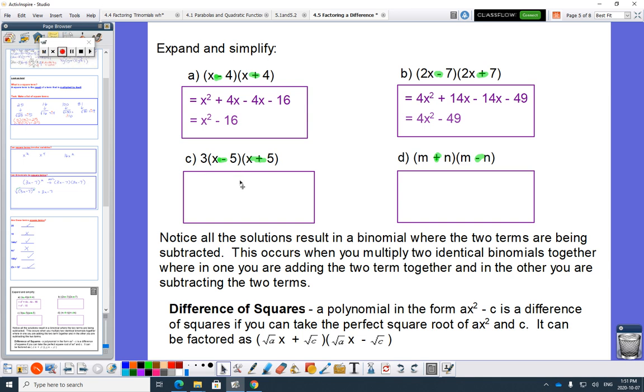We can do the same thing down here. Again, what I would do is the same sort of FOIL that we've been doing before. Expand the two brackets first and then multiply by 3. So x squared plus 5x minus 5x minus 25. It doesn't matter if you collect the like terms and then distribute the 3 or not. You just have to do more multiplying.